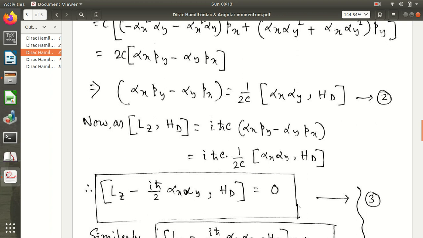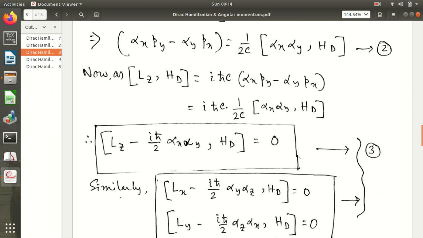Now we have already proved that LZ does not commute with HD. We have already proved that the LZ and HD commutation relation is equal to i h cut c times (alpha x py minus alpha y px). Now replace this alpha x py minus alpha y px from this relation. So use the expression from 2. So LZ HD commutation is minus i h cut c times 1 by 2c of this commutation. Now you cancel this c and bring the whole commutation on the left side.